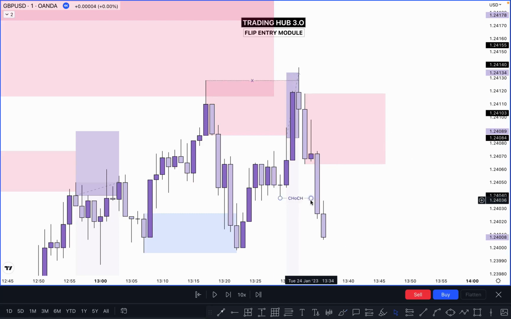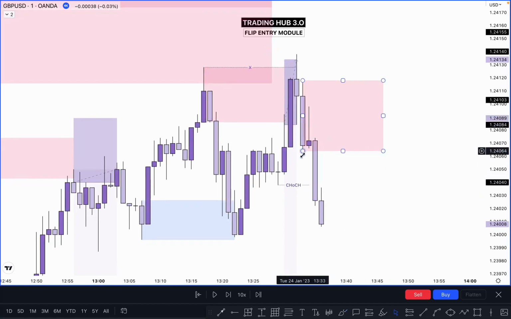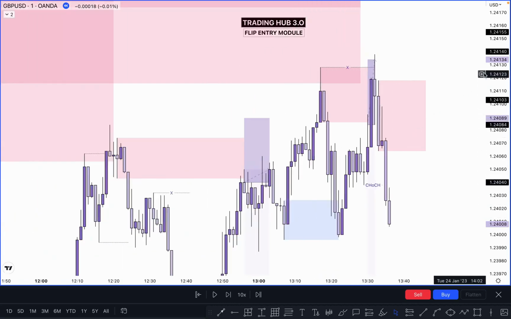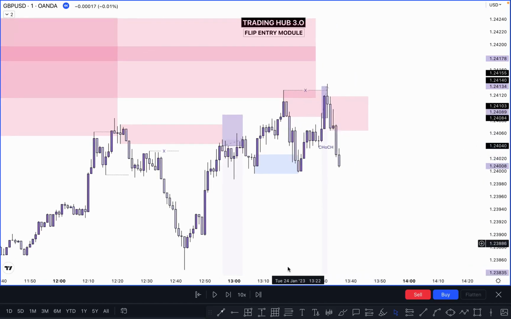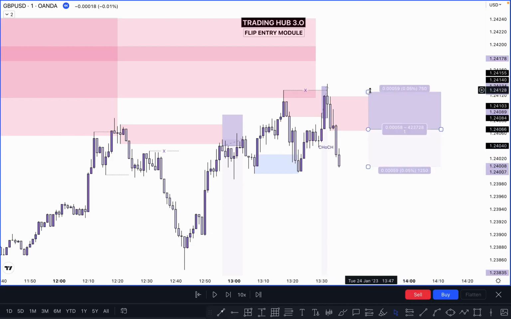Okay, so look at this one picture. This is our change of character, and this one is our unmitigated supply zone. This demand converts into supply. D2S flip entry model is here. Okay, and in this case, if the market does not create any inducement, then we can also sell here. Where is your entry? Here. And where is your target? And where is your stop loss? Stop loss just above it.